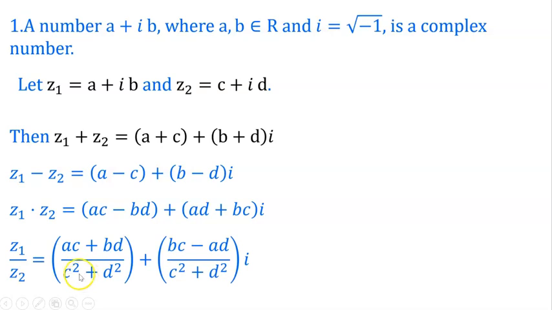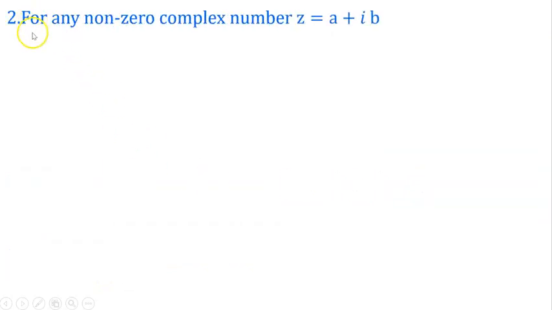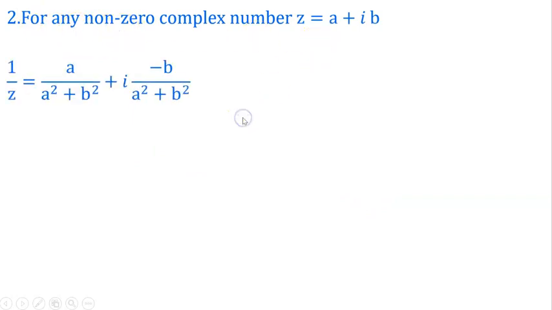Now next, z1 / z2 = (ac + bd)/(c² + d²) + ((bc - ad)/(c² + d²))i. This is the quotient of these two complex numbers. Second, for any non-zero complex number z = a + ib, 1/z = a/(a² + b²) + i·(-b/(a² + b²)).